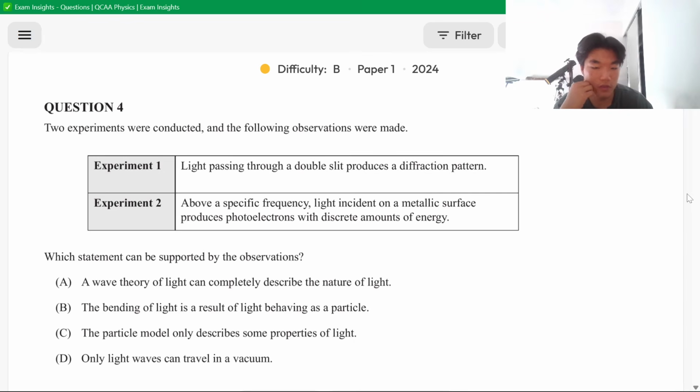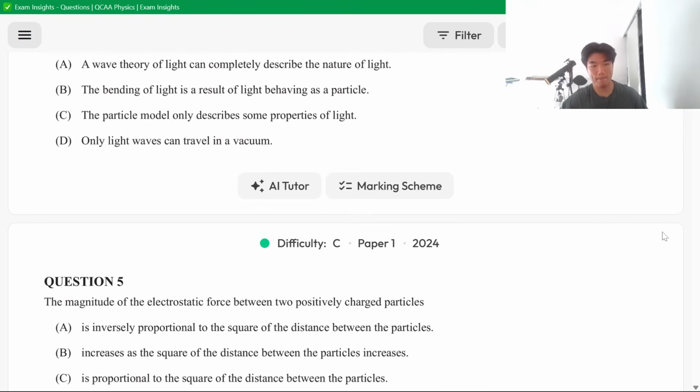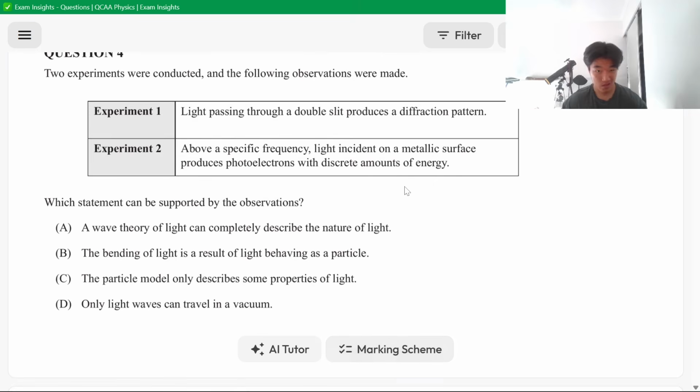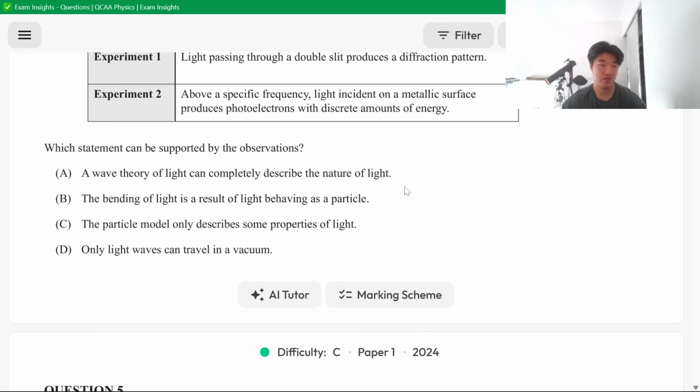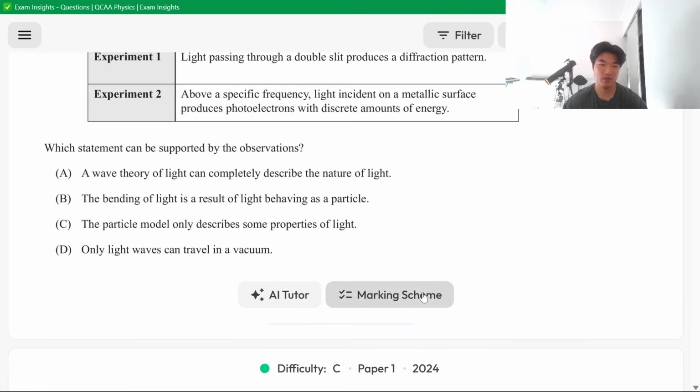Bending of light is a result of light behaving as a particle. No, it's because light is behaving as a wave. Particle model only describes some. Yes. D doesn't make sense. Only light waves can travel in a vacuum. Uh, no. That's not supported by the observations. There's nothing in the observations that support that.